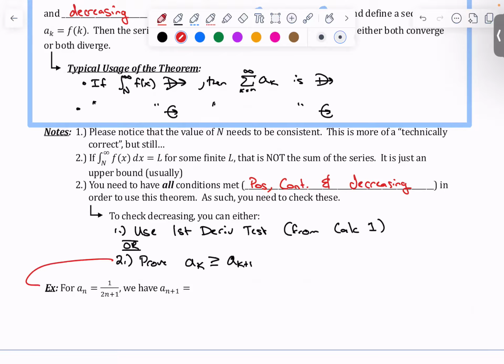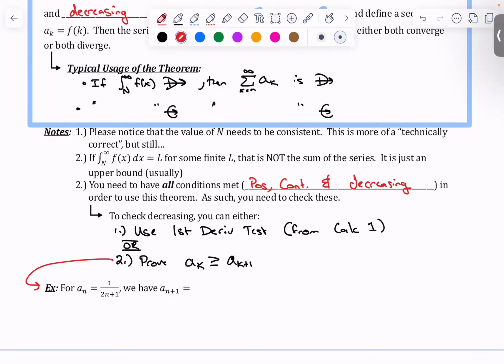This is an example of number 2. If a_n is equal to 1 over 2n plus 1, I want to look at the next term in the sequence and see if it's smaller. If it is, then it's decreasing. If it's not, then it's not decreasing.